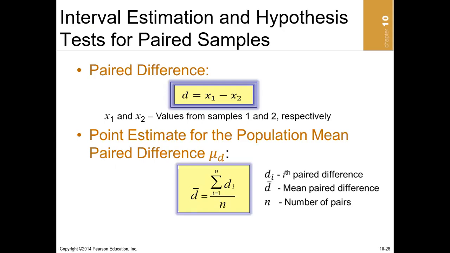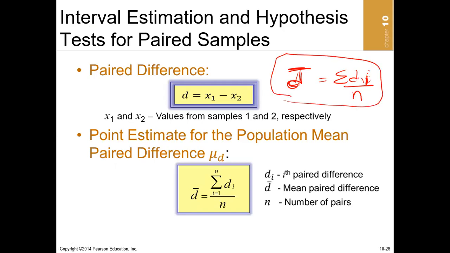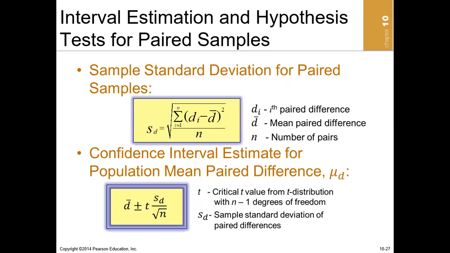Now, when it comes to paired samples, the point estimate is the mean difference, which is sigma D over N. So keep this in mind. The point estimate for paired samples is sigma D over N.